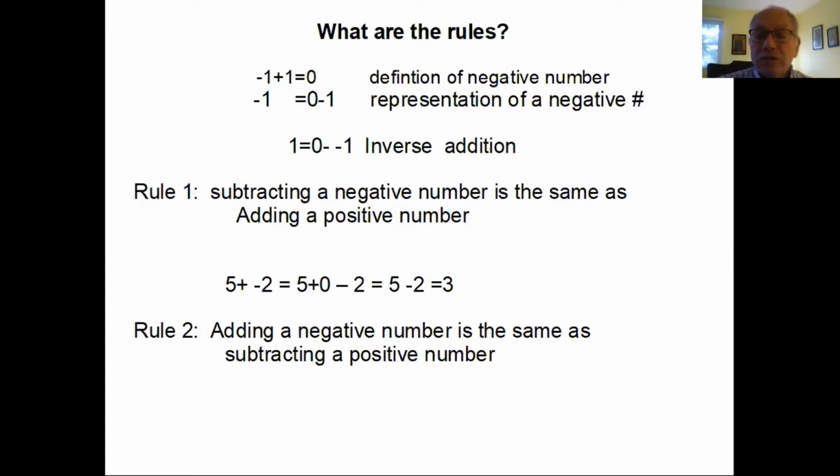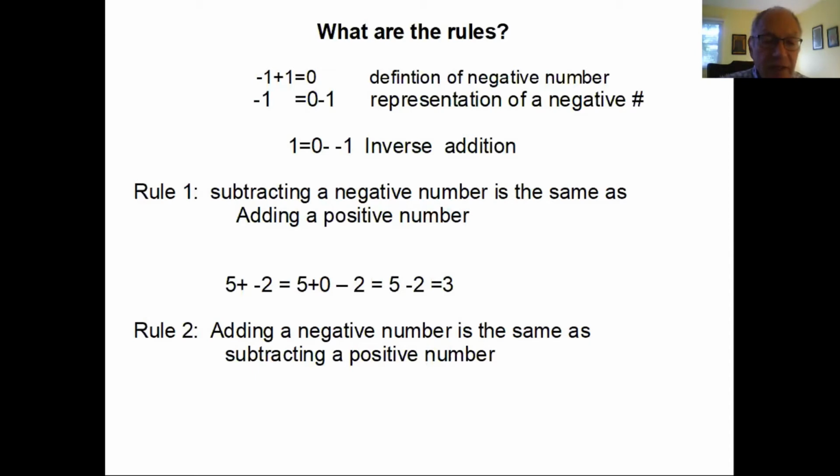So what are the rules now that we know what negative numbers are? Well, the first one is the definition. When we add a negative number to itself, we get a positive, we get 0. And therefore, if we use reverse addition, we would also find that 1 is equal to 0 minus -1. So when we subtract a negative number, we get a positive number. So subtracting a negative number is the same as adding a positive number.